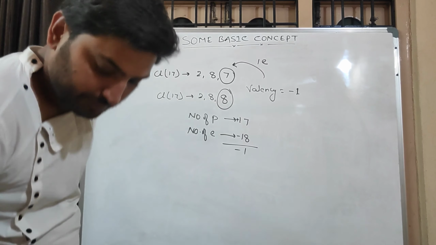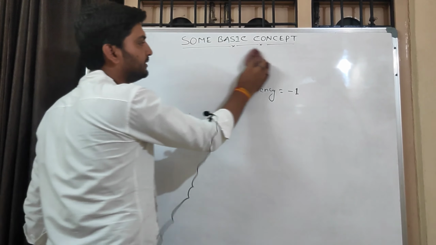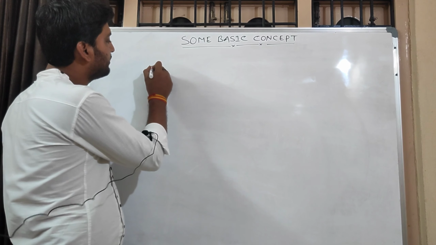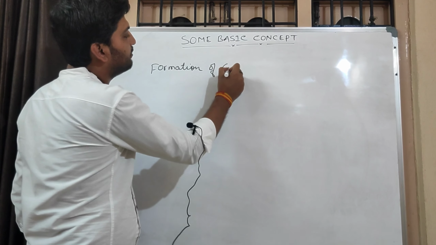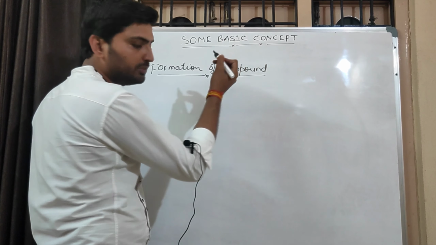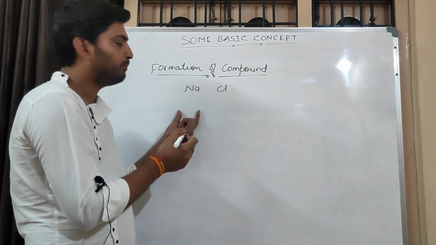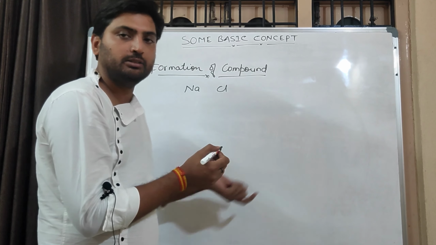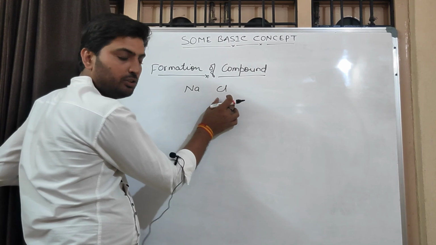Now we will learn how to form a compound, a simple compound. Okay. So the next topic is formation of compound. Now how will we form the compound? For example, we are taking sodium and chlorine. We have to make a compound of sodium and chlorine. Sodium is a different element, chlorine is a different element. So we have to make a compound by using sodium metal and chlorine non-metal.